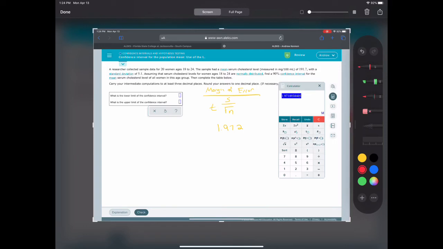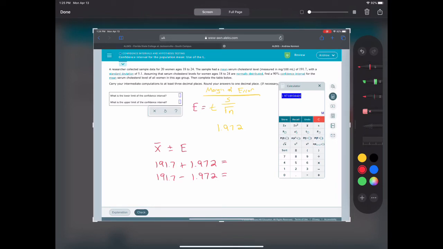Now, to find our actual numbers, we take our mean plus and minus our margin of error. I'm calling this capital E for margin of error. So we do our mean 191.7 plus that 1.972, and then 191.7 minus 1.972. And this should be our answer for our 90% confidence interval.